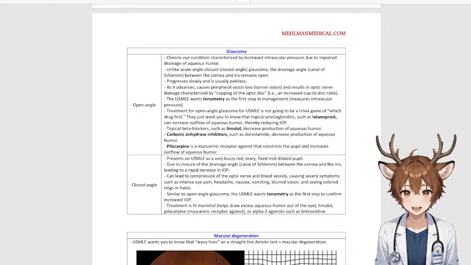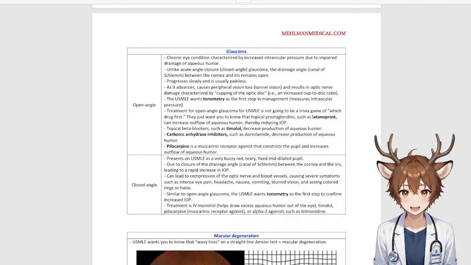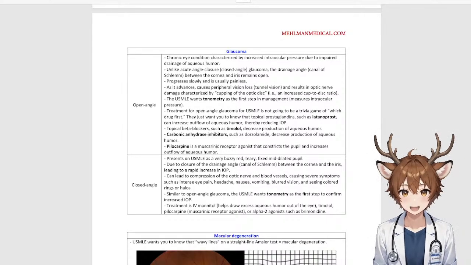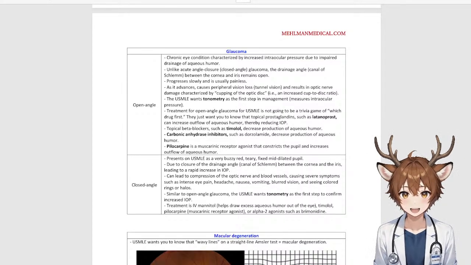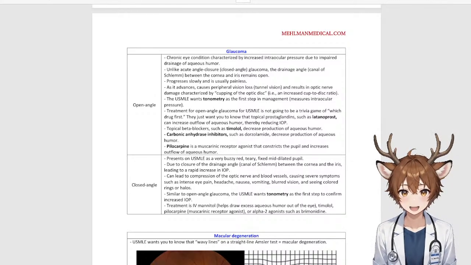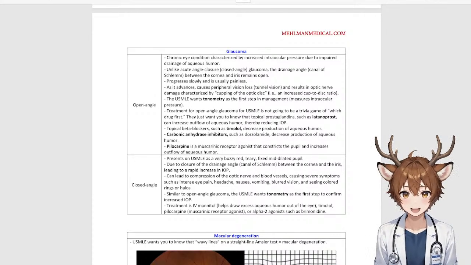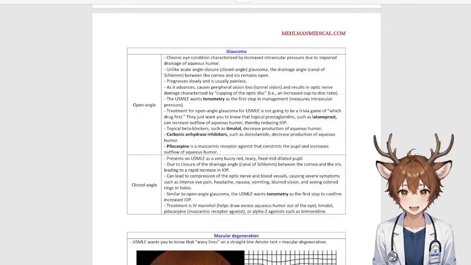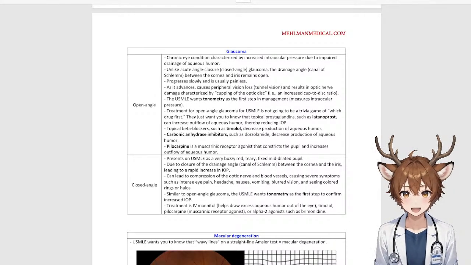What about closed angle? It presents on USMLE as a very buzzy red, teary eye with a fixed mid-dilated pupil. It is due to closure of the drainage angle, the canal of Schlemm between the cornea and the iris, leading to a rapid increase in intraocular pressure, which can lead to compression of the optic nerve and blood vessels, causing severe symptoms such as intense eye pain, headache, nausea, vomiting, blurred vision, and seeing colored rings or halos.